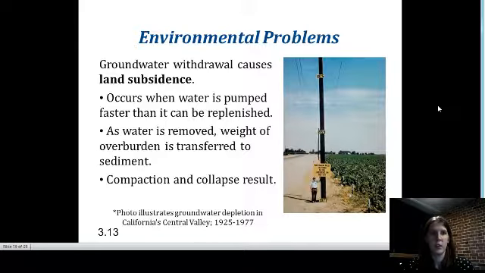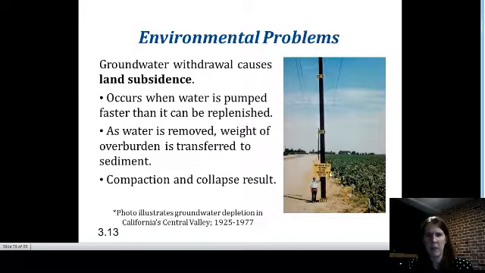Additionally, groundwater withdrawal can cause what's called land subsidence. When water is pumped out faster than it can be replenished, as it's removed, that weight of the overburden is transferred into the sediment. So that water had been supporting the overburden. Well, the water's not there anymore. It's all empty void space. And now that overburden collapses.